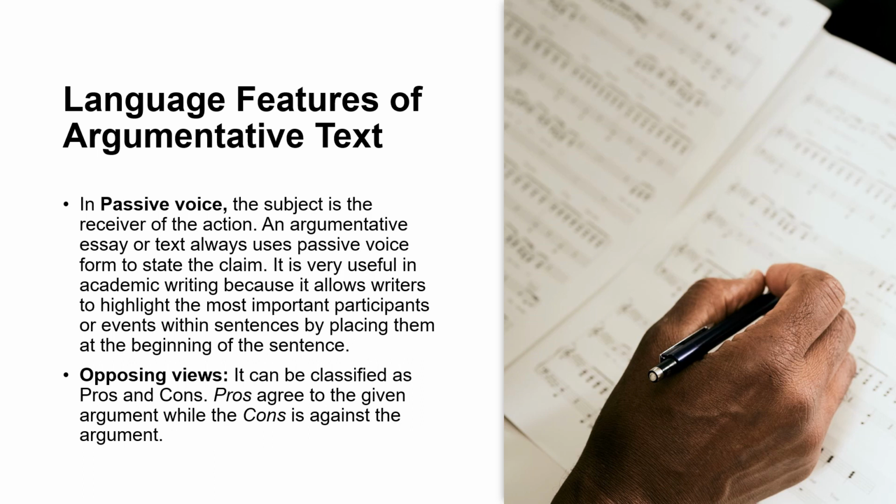We have passive voice. The subject is the receiver of the action. An argumentative text or argumentative essay always uses passive voice form to state the claim. It's very useful in academic writing because it allows writers to highlight the most important participants or events within sentences by placing them at the beginning of the sentence. And lastly, opposing views. It can be classified as pros and cons. Pros agree to the given argument, while the cons is against the argument.